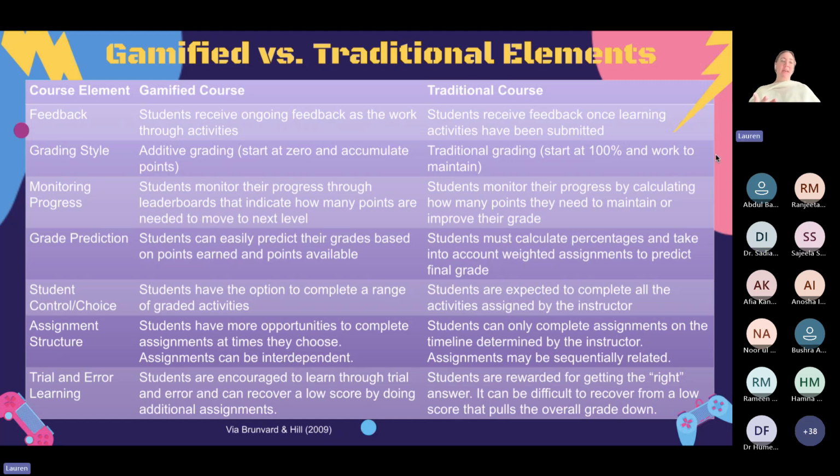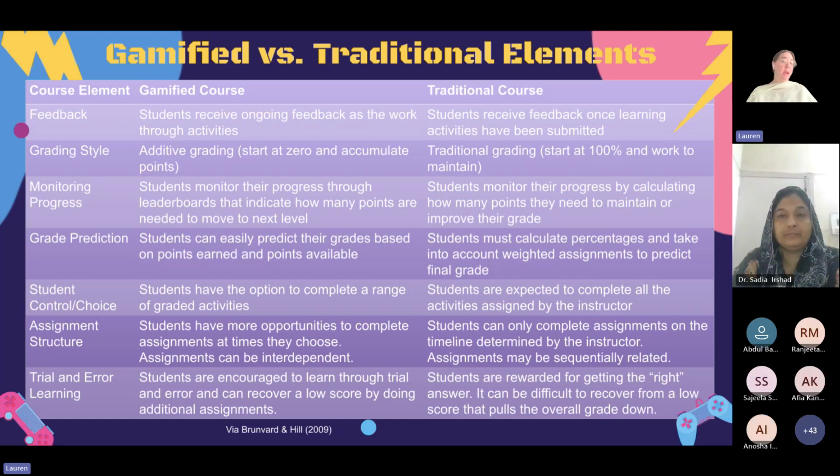Okay. So yes, as I was saying, some things may not be possible, like grade prediction at Air University because we use relative grading, but other things may still be implementable. For example, student control or choice, or assignment structure, or even trial and error learning. So you can think about which things are possible at the institution you work at, and go from there.